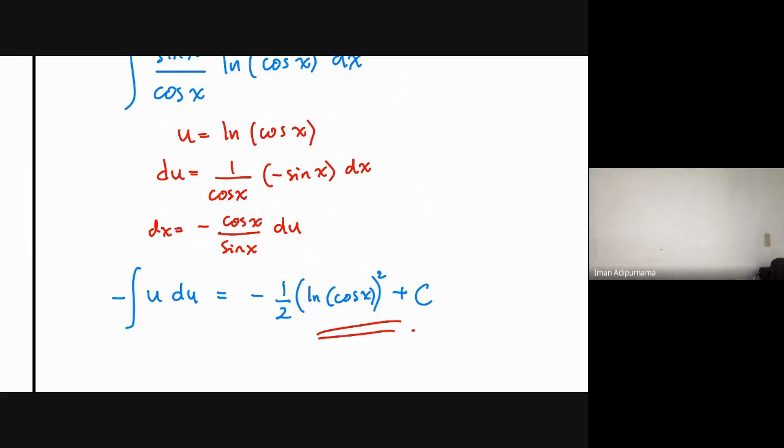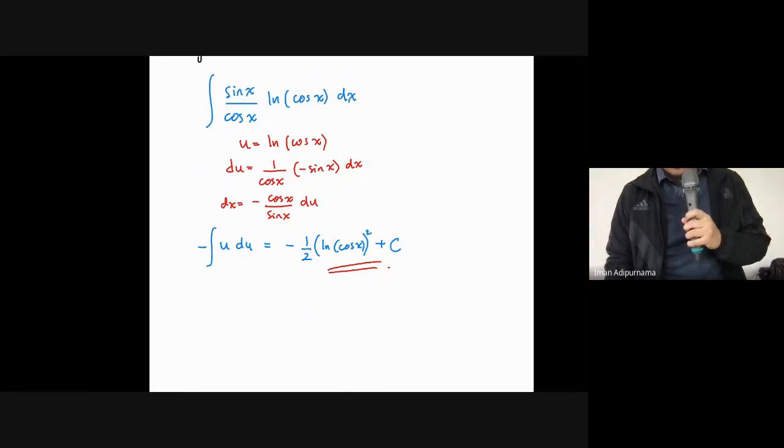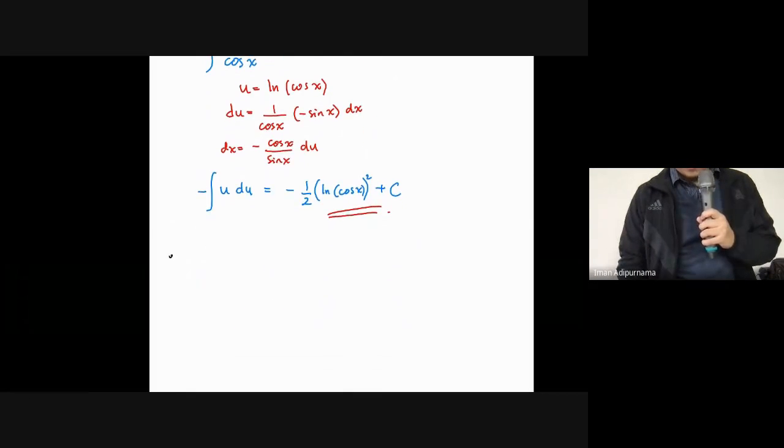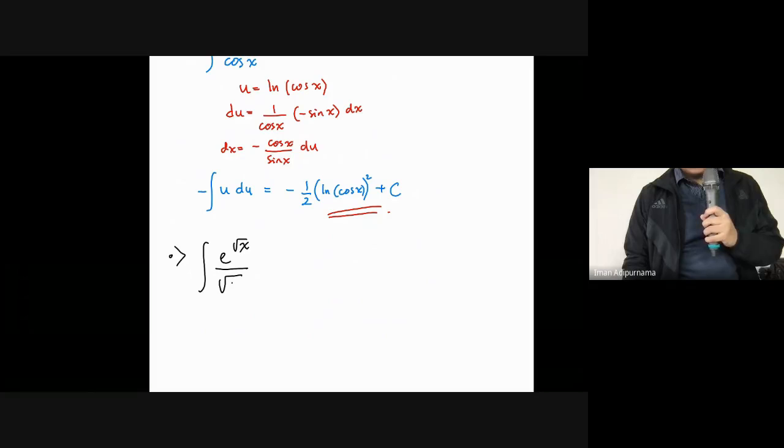In any substitution method, you need to think carefully how to substitute in the equation, how you change the u. The idea is to remove all the x. If you want to substitute, then integrate and get this. The other is e to the square root of x over square root of x dx.